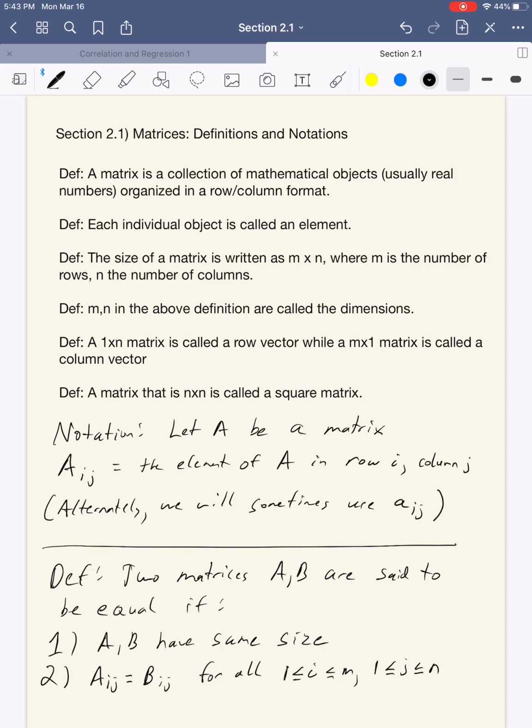So basically this is saying that all of the elements have to be identical and the two matrices have to be the same size. That should make sense, but do keep in mind it is a little bit different than just saying the numbers are equal. The elements all have to be the same, they have to be in the same positions, and there have to be the same amount of elements for two matrices to truly be equal.